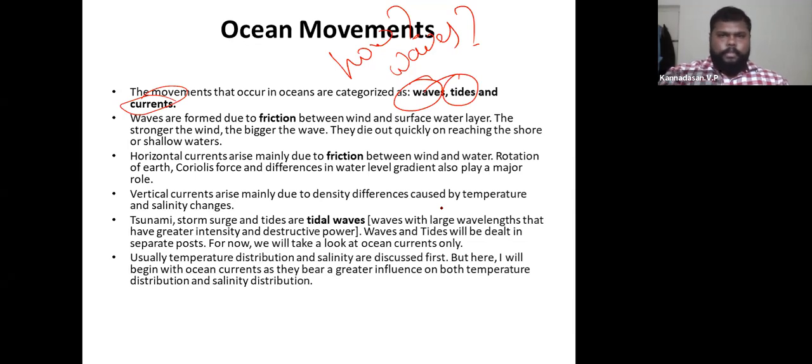So if you see the ocean movements, the most important one is ocean currents. Waves are created by the friction, and tides are created by the gravitational pull. And how are ocean currents created? Okay, waves, wind; tides, gravitational pull. Then how are currents created? Ocean currents. What is the driving force for current? What is ocean current, first of all?